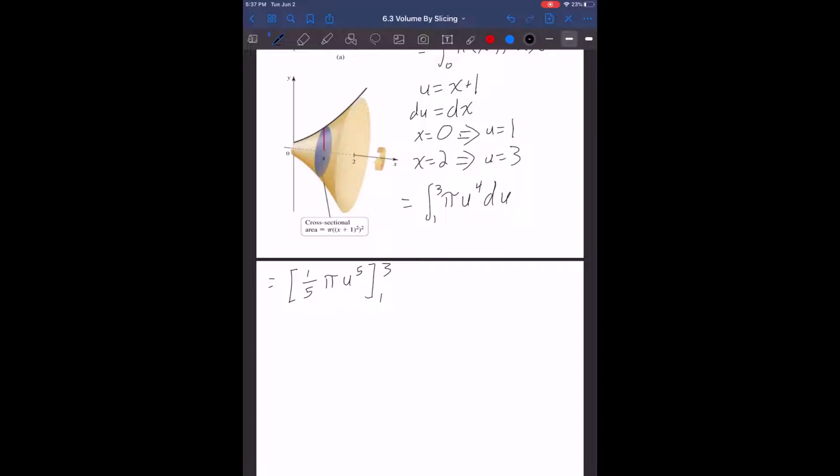And if you plug all this in, plugging in the 3 to the fifth will give me 243 pi over 5, minus, just plugging in 1, pi over 5. And so my total volume is going to be 242 pi all over 5. And we'll just say it's units cubed.